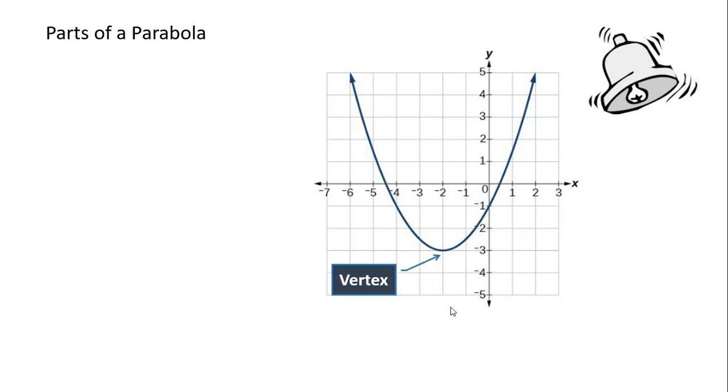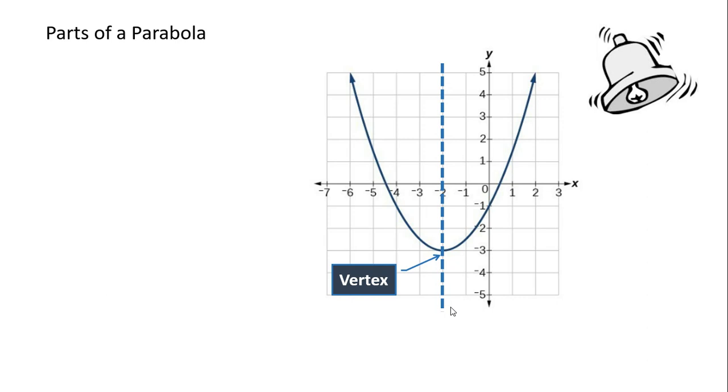First thing we have is called the vertex. That vertex in this case is the lowest part of your parabola, which is called the minimum. It could also be flipped the other way around, which would make the vertex the highest point, called the maximum. But we'll get into that more in the next video.